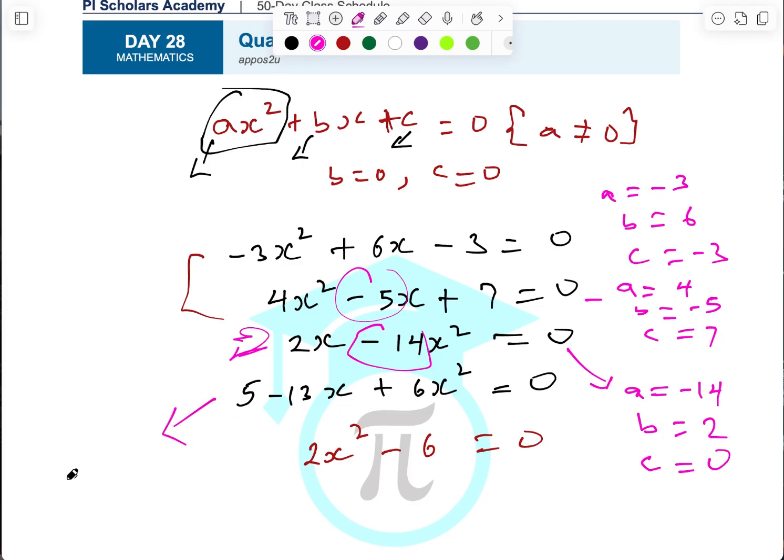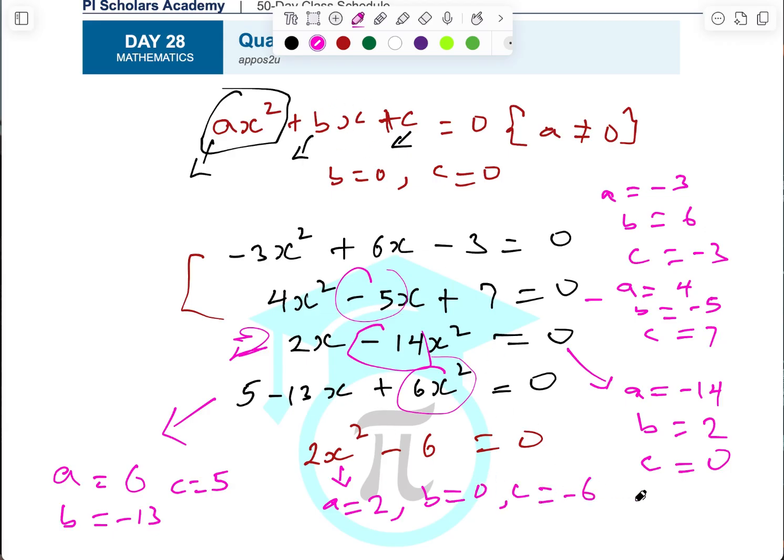In this place as well, your a is going to be 6 because that is the term with x squared. It doesn't matter that it is the one appearing last there. And then b is going to be negative 13 and c is going to be positive 5. And lastly, you have a is going to be 2. What is b? There is no term that is the coefficient of x here. So b is going to be 0 and c is going to be negative 6.